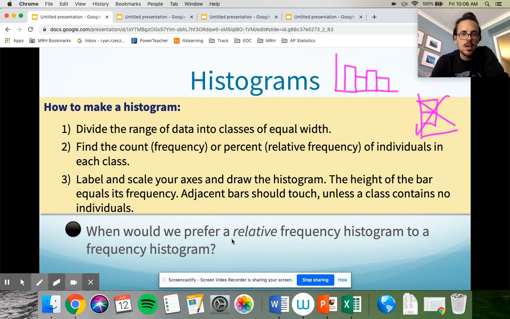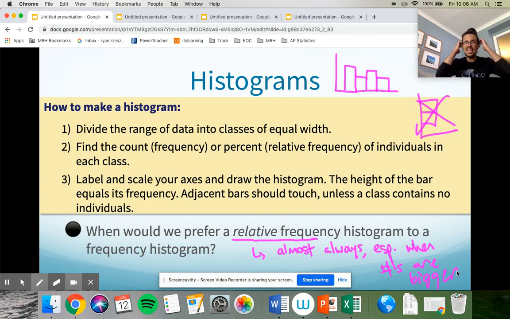When would we prefer a relative frequency to a regular frequency? Almost always. Especially when the numbers are bigger. If I want to look at a histogram of the unemployment numbers in the US, it doesn't really make sense. I wouldn't really want to see raw numbers because I wouldn't have an appreciation for what that means. But if I hear that 15% of people are currently unemployed, that is easier to process than saying 4.6 million or something like that.